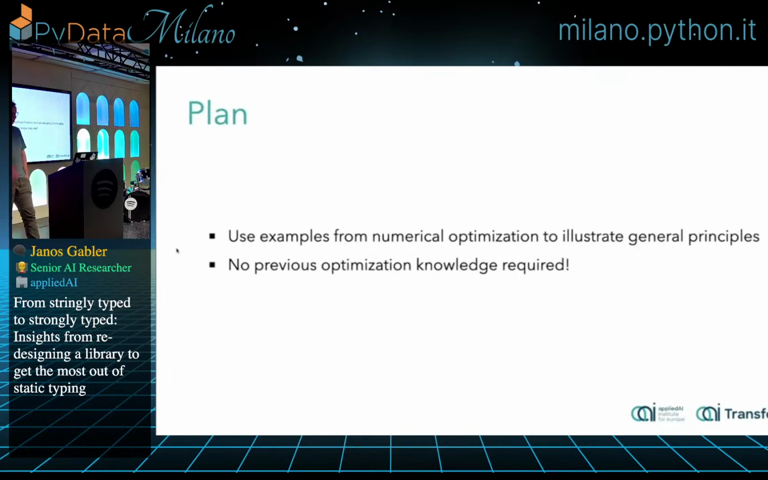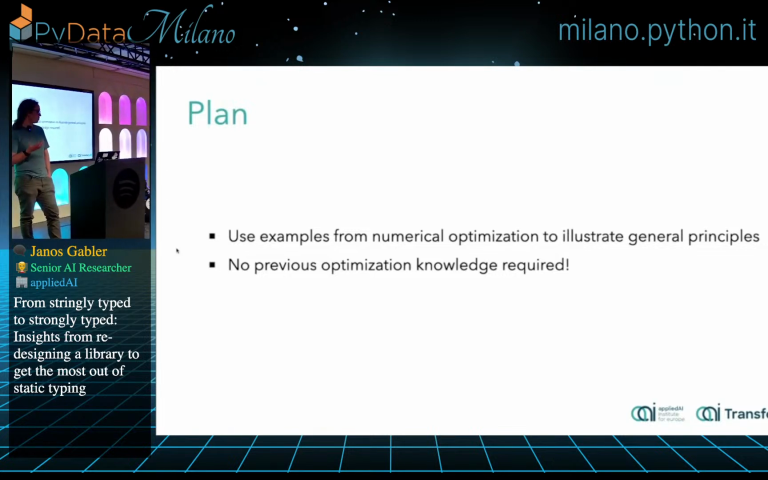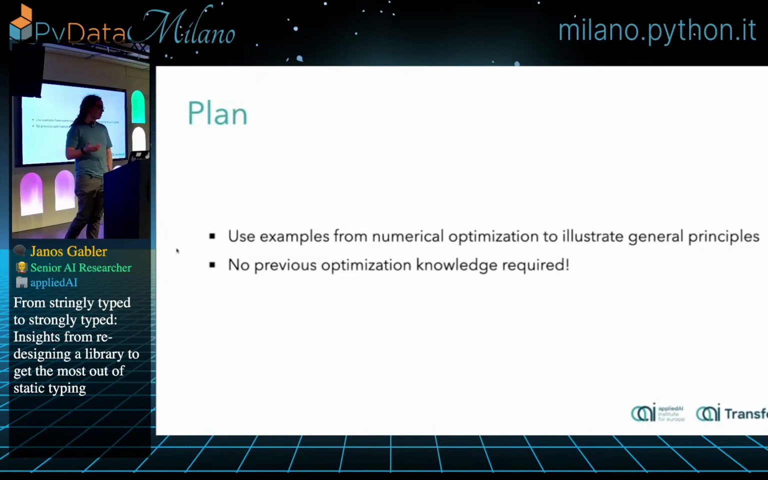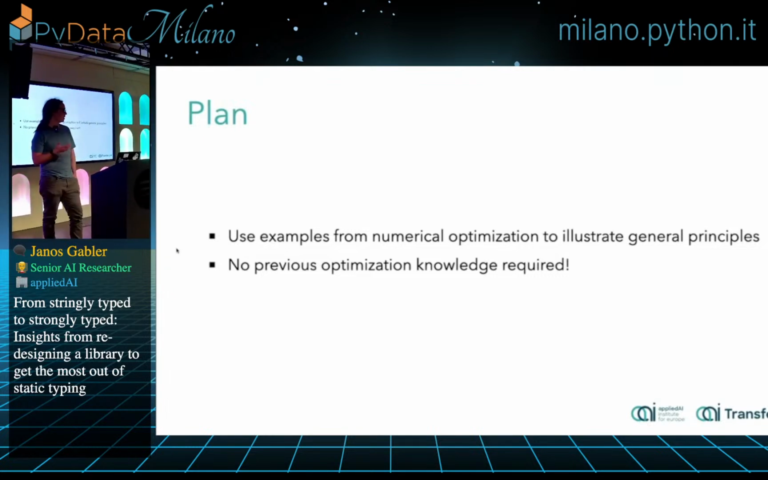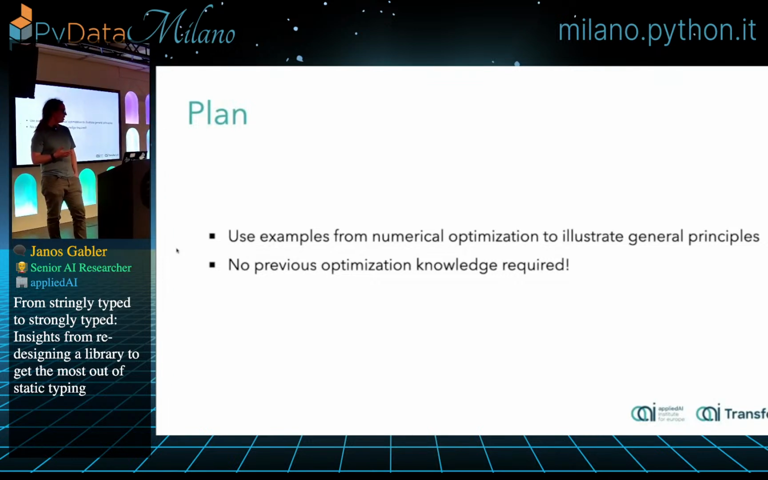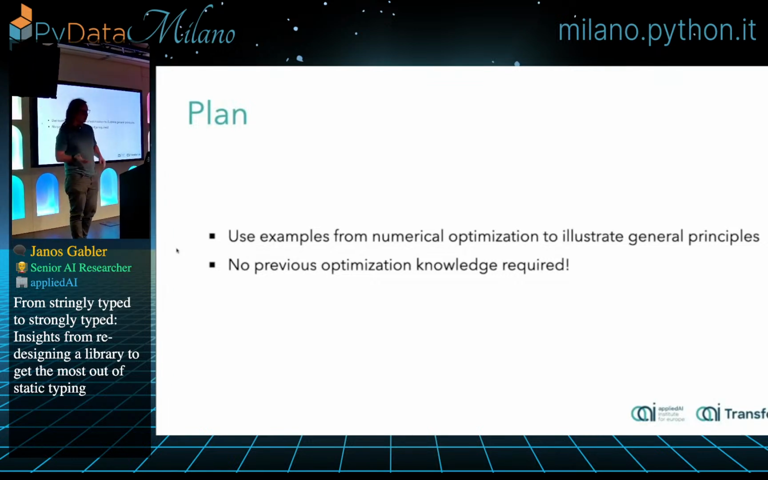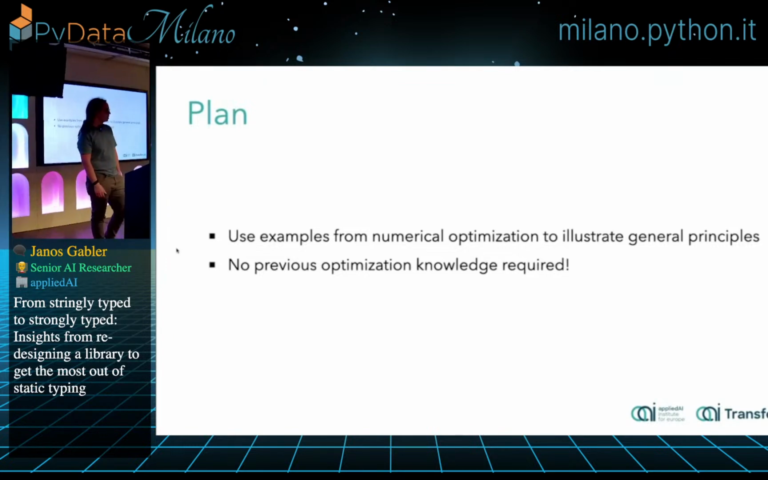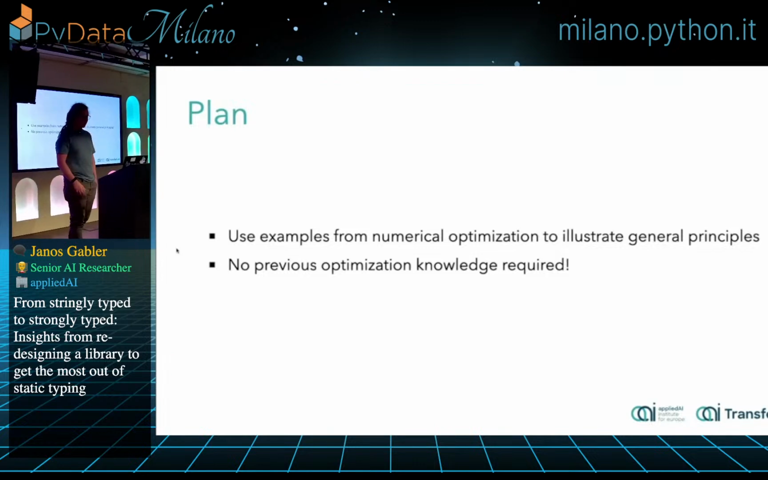So the plan for today is to use examples from numerical optimization and from optimagic, but I actually want to illustrate some general principles, mostly about interface design. So I think this talk will contain ideas for everyone. And if you're unfamiliar with numerical optimization, it's absolutely not a problem. There's no previous knowledge required.